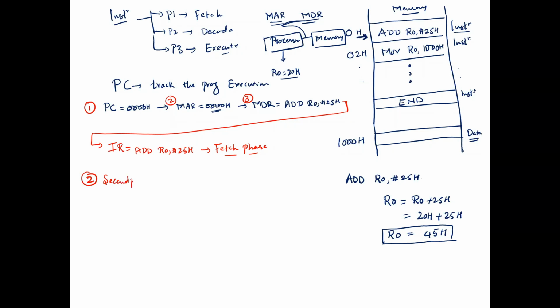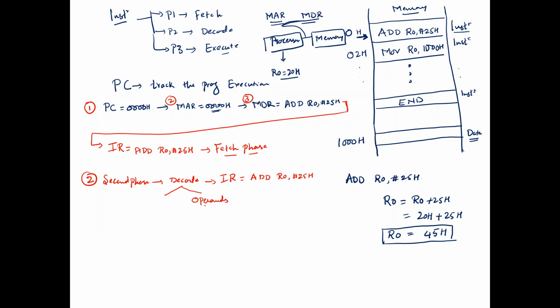Now what is the second phase? The second phase is decode, right? So it will decode this instruction. And where is the instruction available? In IR. And for our study, what is the instruction inside this IR? Add R0 comma 25H.